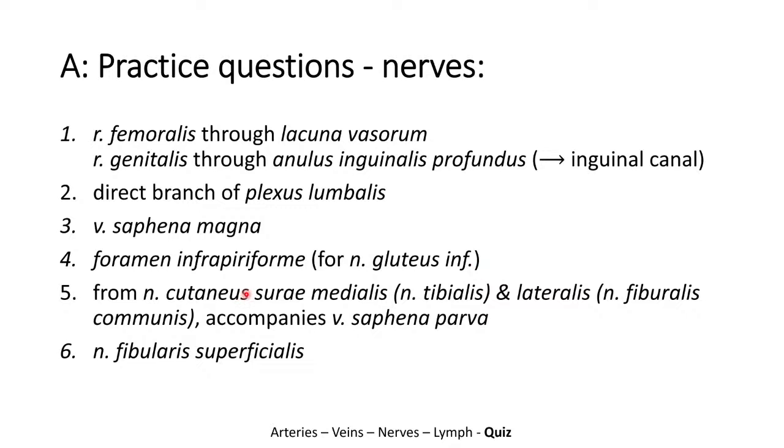Second last, what is the origin or the formation of the sural nerve? The sural nerve is formed by nervus cutaneus surae medialis, of the tibial nerve, and nervus cutaneus surae lateralis, of the common fibular nerve. The sural nerve will be accompanied by the lesser saphenous vein, vena saphena parva.